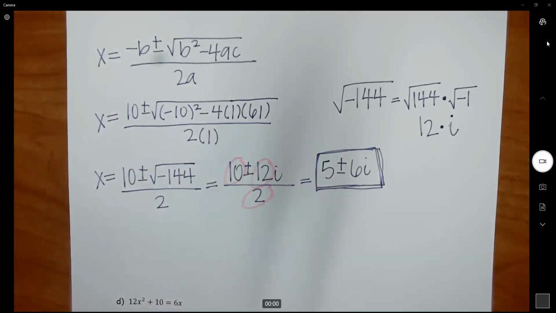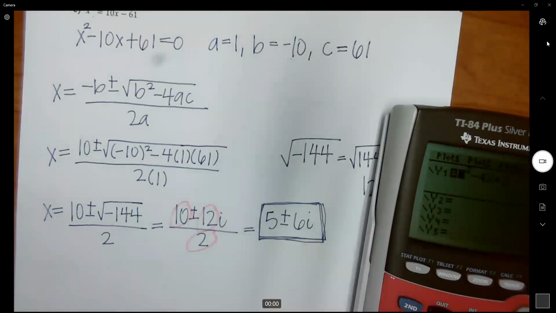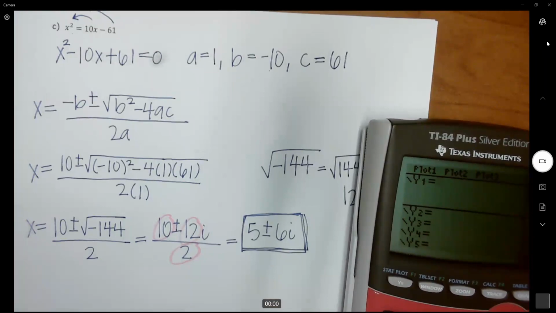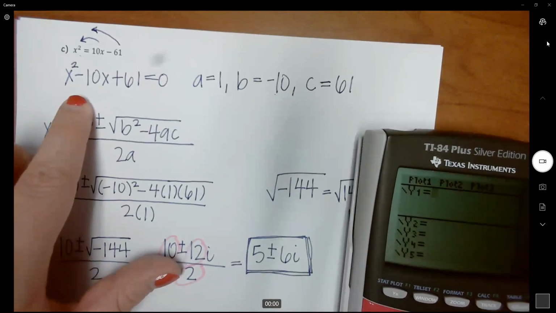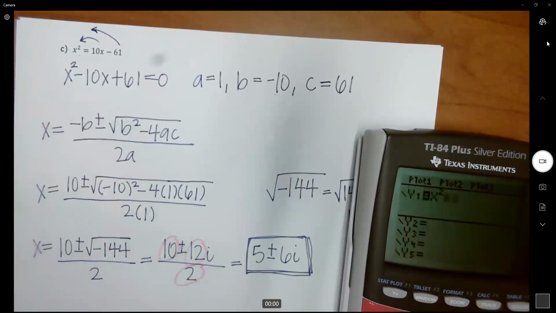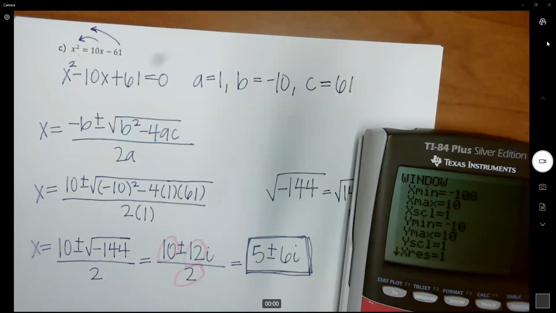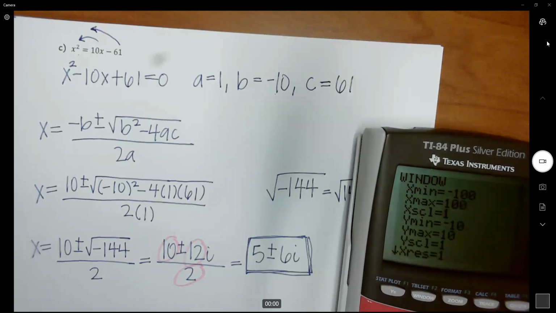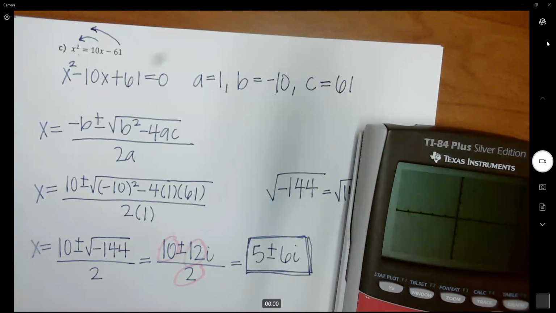I did show you in the last video that you can check your answers on your calculator. You can't really do that with these exactly, but you can a little bit. If I put this in my calculator and I graph this, let's change our window. Let's go negative 100 to 100 with a scale of 20, and negative 100 to 100 with a scale of 20.